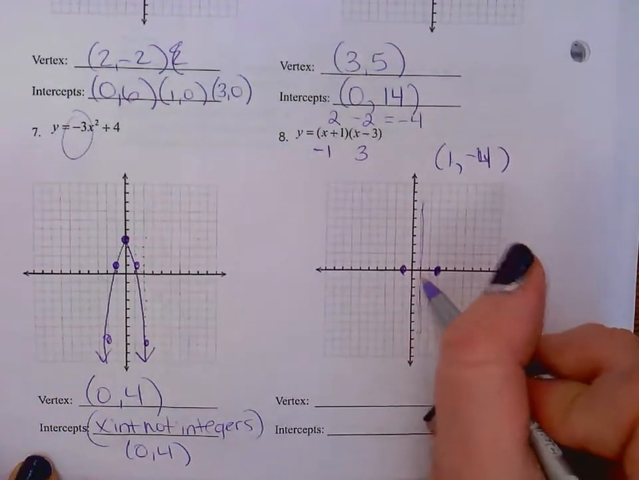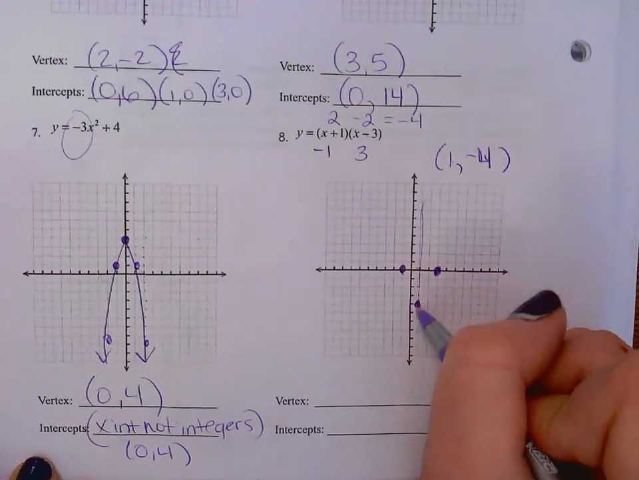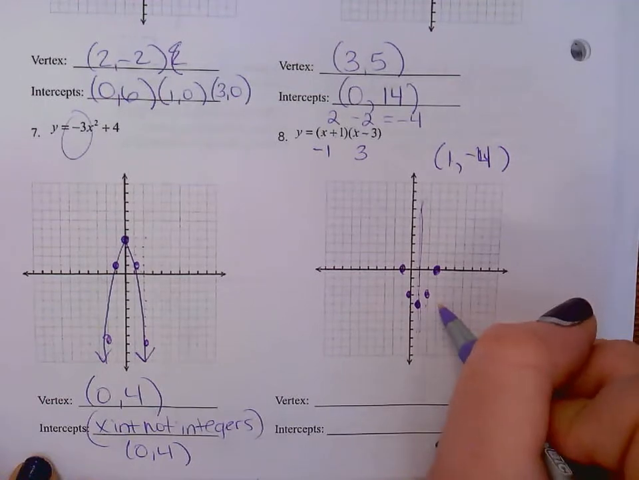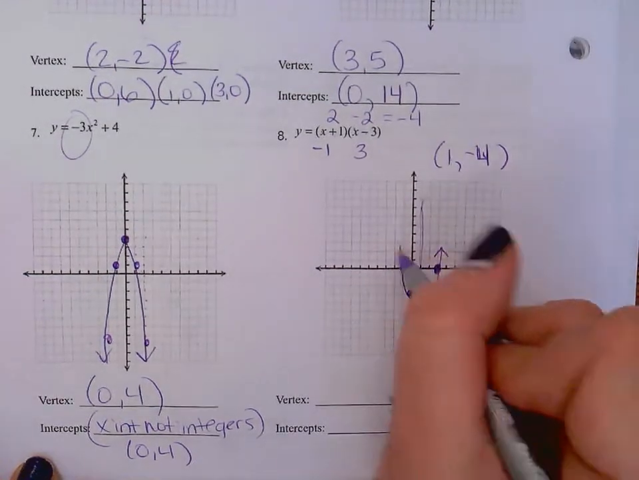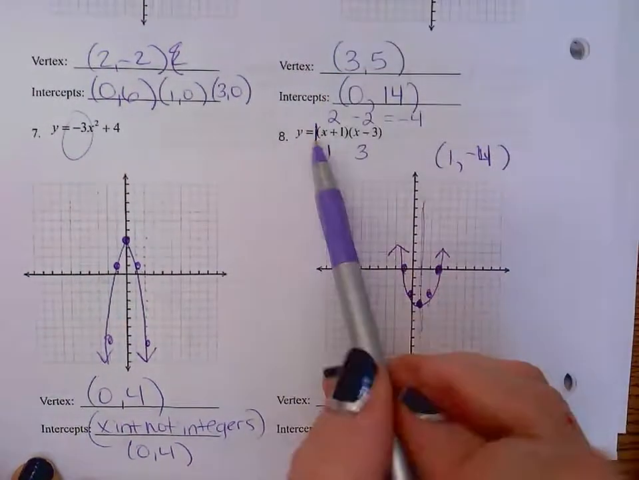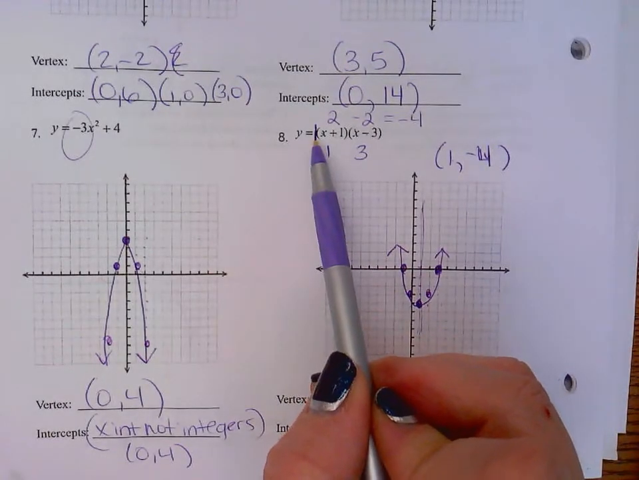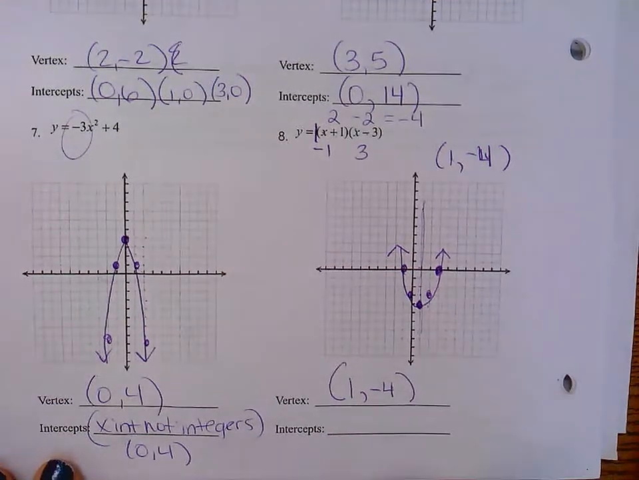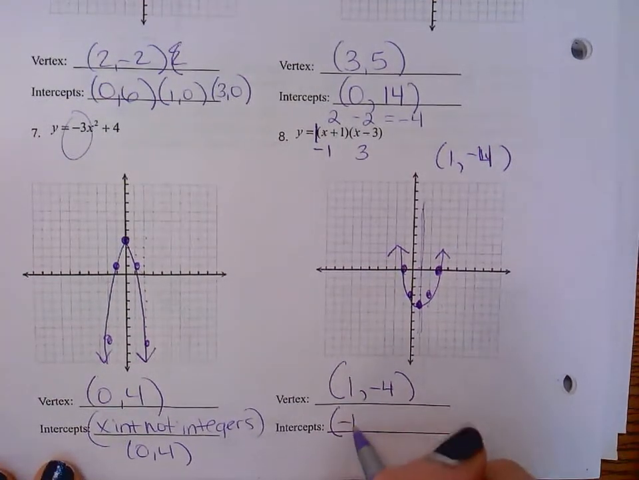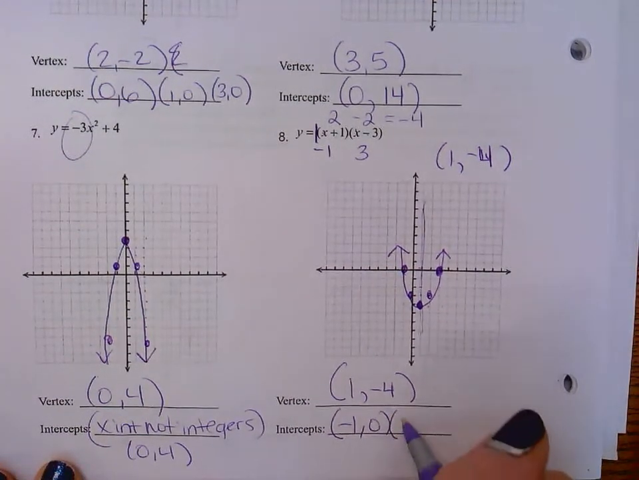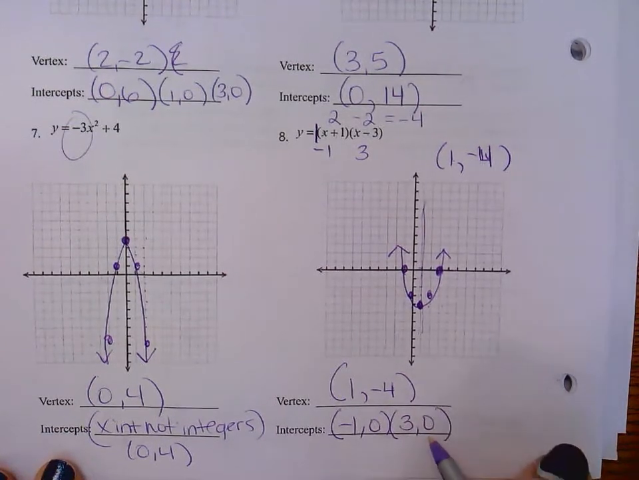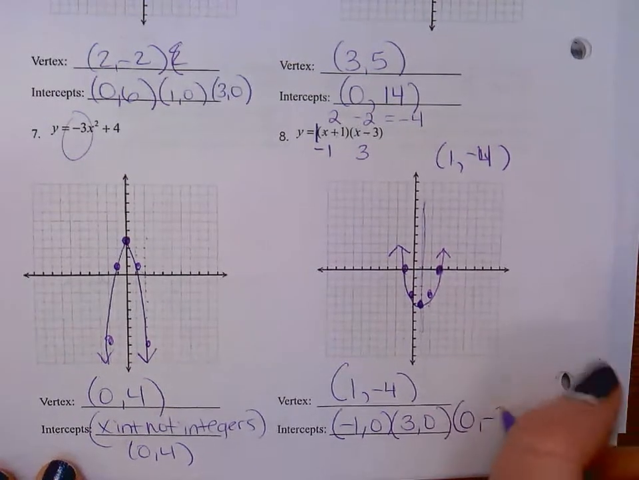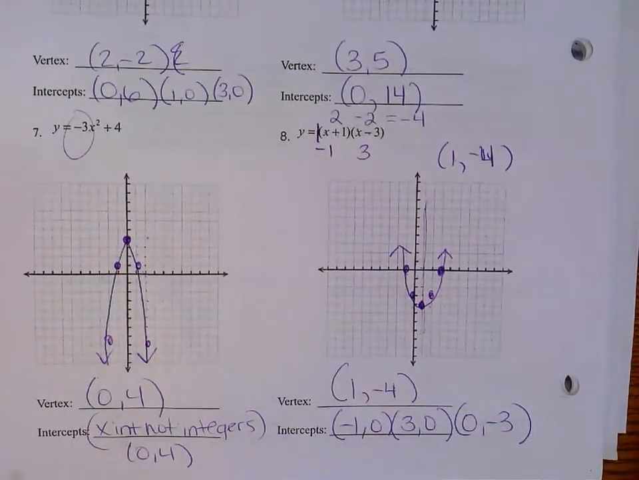1, 2, 3, 4, over 1, up 1, over 2, up 4. It hits the x-axis. I knew that it was just the parent function because the a value was 1. So my vertex was at (1, -4), and my x-intercepts were at (-1, 0) and (3, 0), and my y-intercept was at (0, -3). So I could find all the points where I hit my axis.